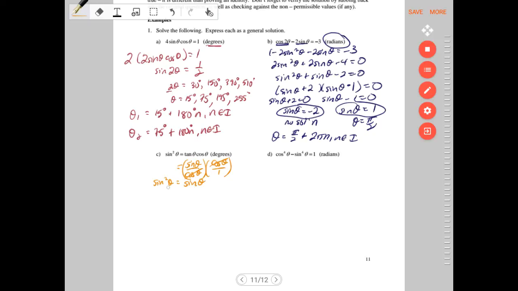So I'm going to bring this guy to the other side, and then we're going to factor. Sine squared theta minus sine theta equals 0. Factor out a sine theta, and I get sine theta times sine theta minus 1. So now I have two cases: the case where sine theta equals 0, and the case where sine theta minus 1 equals 0. So sine theta equals 0 at, and again we're in degrees, theta equals 0 and 180 degrees. And sine theta equals 1 at 90 degrees.